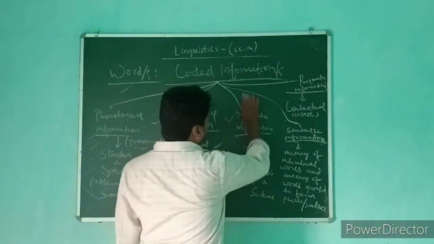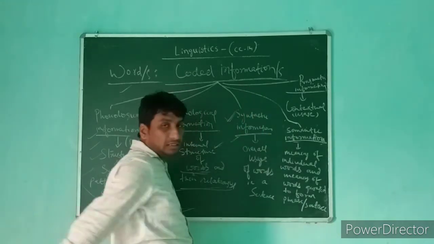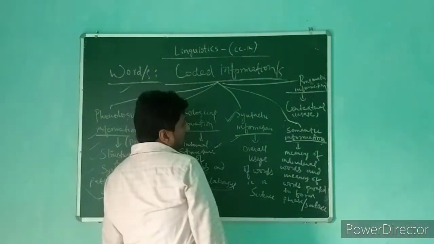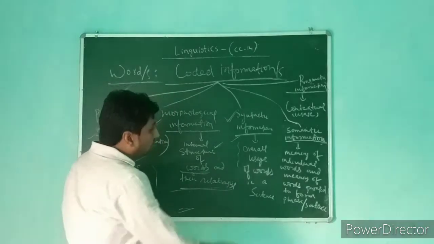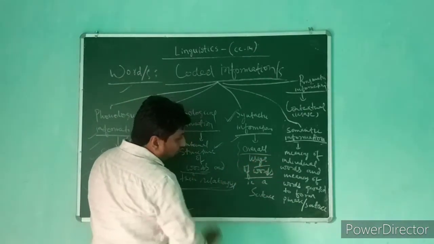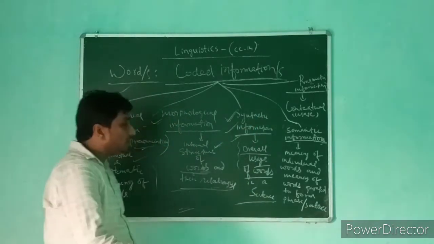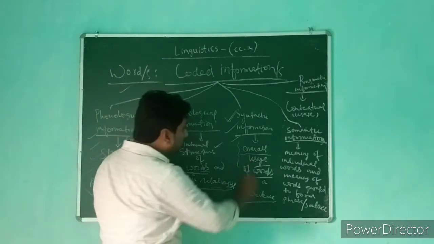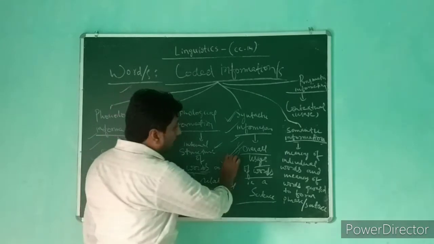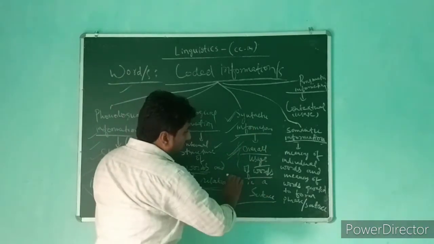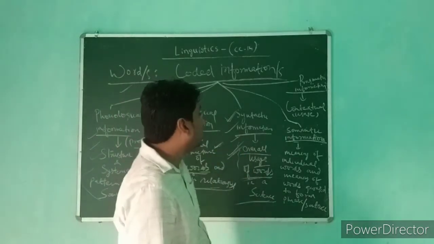The third one is syntactic information. What is syntactic information? This type of information enables the native speaker to understand the overall usage of words in a sentence. Syntactic information enables us to understand how to use words in a sentence.